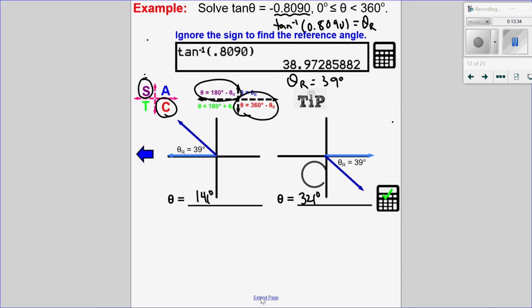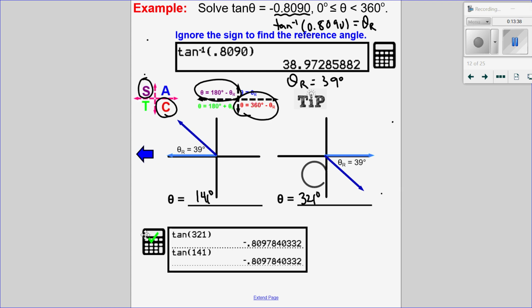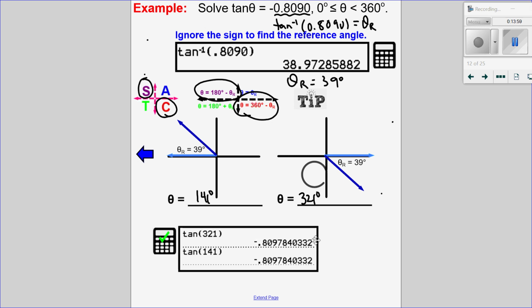And again, if I've done that correctly, I can put it into my calculator and see if tan of 141 and 321 are equal to each other, and approximately negative 0.8090. So you can see that they are in fact equal to each other, so I know I've done it correctly. Again, it's not going to be exact because we rounded, but you can see it's close enough to know that I'm in the right area.